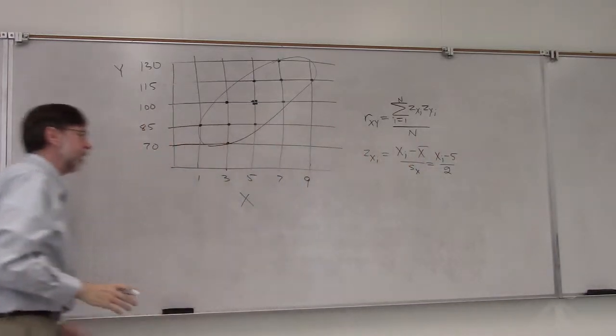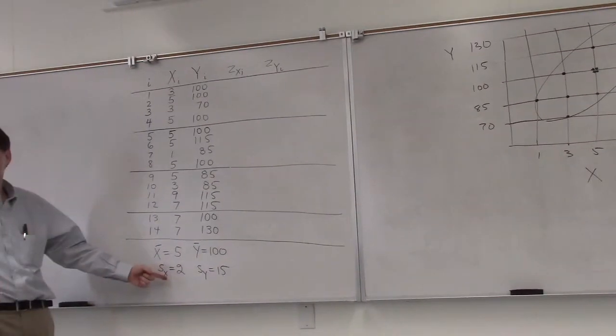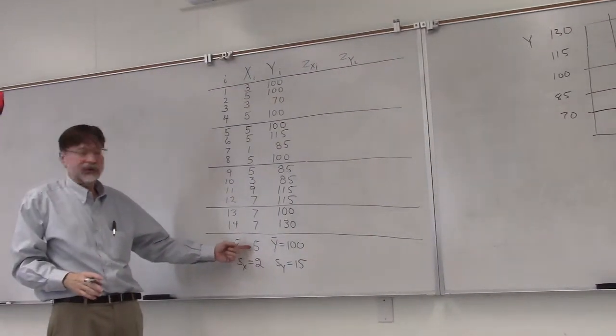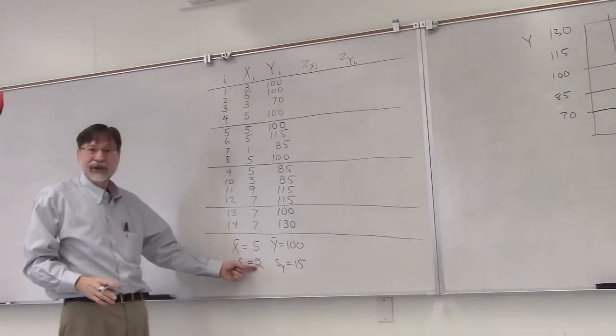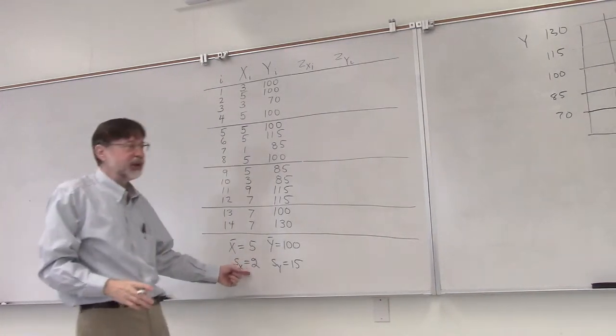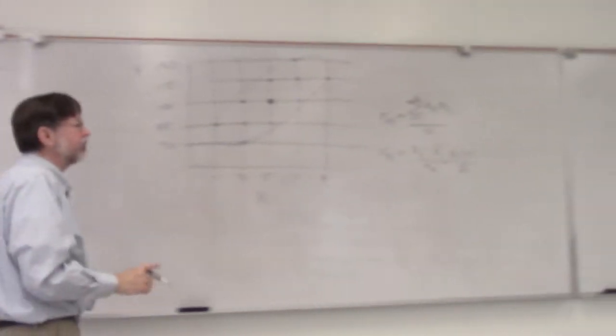Because the mean was 5 and the standard deviation was 2. I gave those to you already. If you didn't know them, you know how to calculate them. You find the variance, take the square root, and you add them up, divide by n, you get the mean, and then find the variance. So you know how to do that. They were given to you in this case. So we need to subtract 5 and divide by 2.